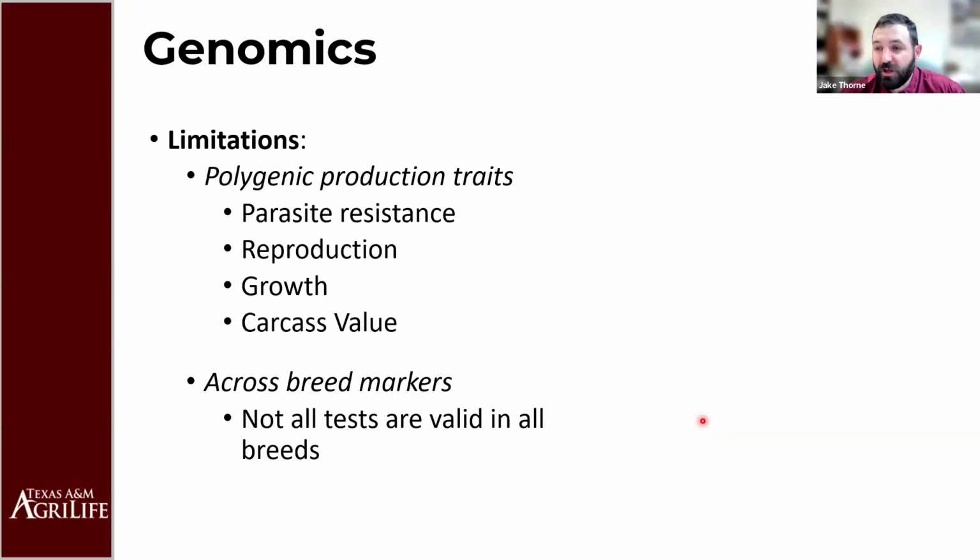But when we get into many of our production traits like parasite resistance, reproduction, growth, etc., those traits are controlled by many genes. And so it really becomes complex when we try to look at particular genetic mutations or markers that are beneficial or negative for these types of traits. Often we'll find markers that are associated with these traits, but the influence on the phenotype is actually pretty low because there's so many other genes that are involved.